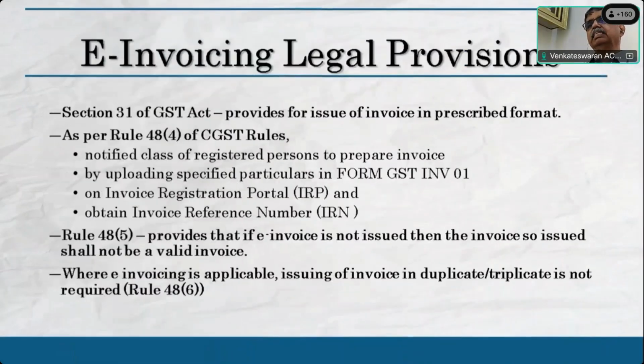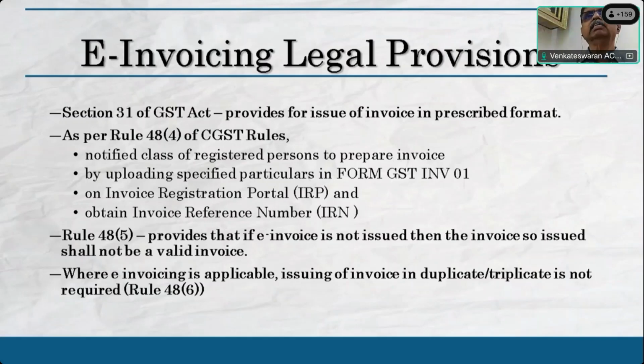So legal provisions: section 31, rule 48.4, rule 48.5. In a road check, if you are a class of person required to raise an e-invoice and you have not raised one, then your vehicle is liable to be detained along with the consignment. So that is very important for this class of buyers. What is the basic document for the moment? It is nothing but your e-invoice and your e-way bill, based on the limitation.